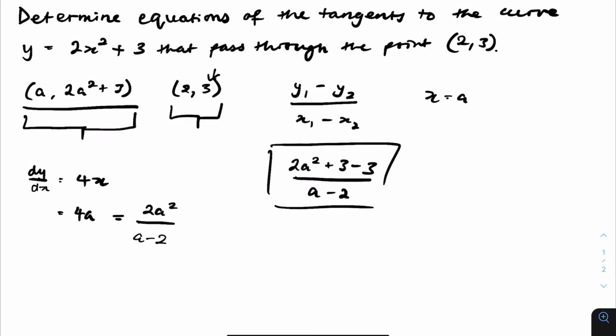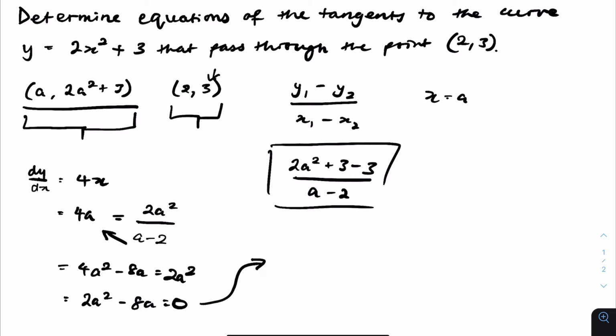And now we can solve this equation. We multiply each side by a minus 2 to give 4a squared minus 8a, which is equal to 2a squared. Which means that 2a squared minus 8a is equal to 0. If we factor that, that gives us 2a times (a minus 4), which is equal to 0. Which means that a is equal to 0 or 4. So that gives us the value of a.